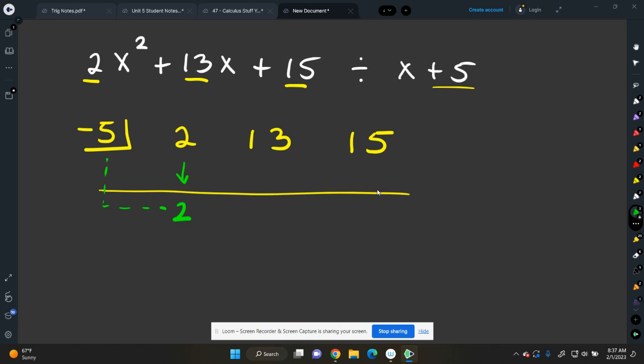Negative 5 times 2 gives me what? Negative 10. Now we are adding, D'Angelo, right? We're adding, even though it's a negative number, we're adding. 13 plus negative 10 gives us 3. Okay. Najee, what now?